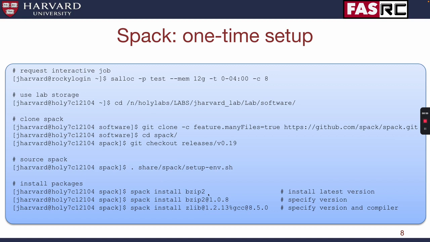You can use spack install bzip2, and that will install the latest version, or you can use spack install bzip2 at a specific version, and you can also choose a compiler: spack install zlib at a version, and then %gcc at 8.5.0. That will specify a specific zlib version and a specific GCC version.